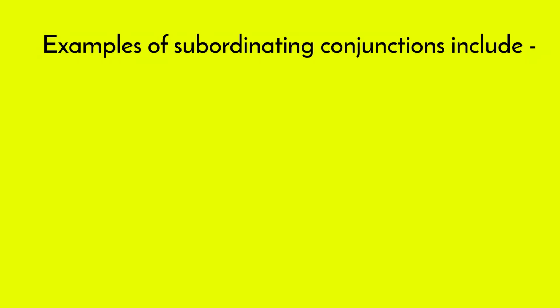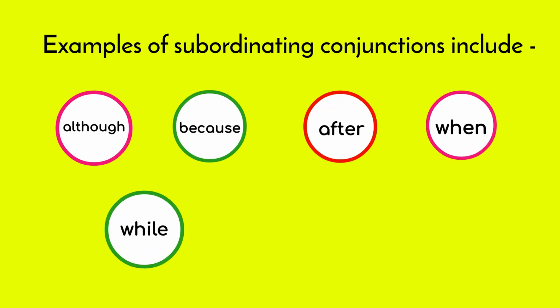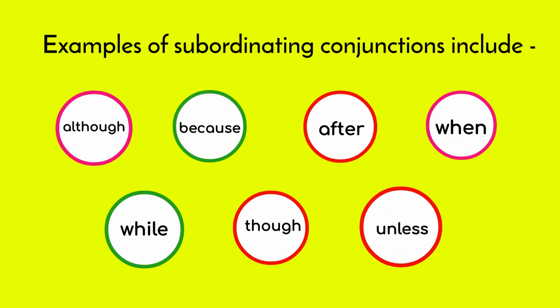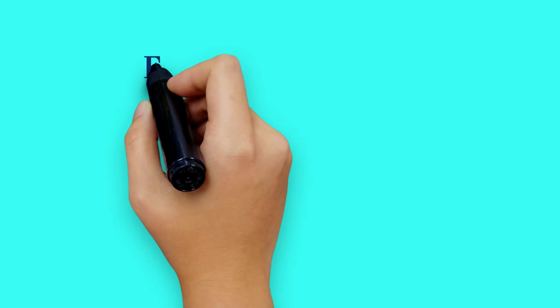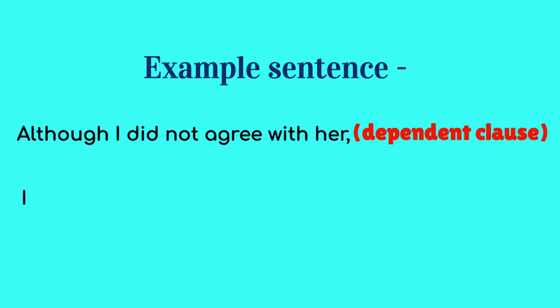Examples of subordinating conjunctions include although, because, after, when, while, though, and unless. Example sentence: although I did not agree with her, I did what she asked.